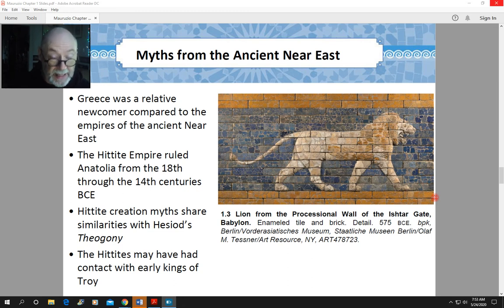In Mesopotamia, there was an empire. The Hittite Empire controlled most of Anatolia. You also had the Phoenicians, a mercantile empire, and then Egypt. The Hittite Empire ruled Anatolia, the area that's modern-day Turkey, from the 18th through the 14th century BCE. And we have the Hittite language. A fair amount was actually preserved.